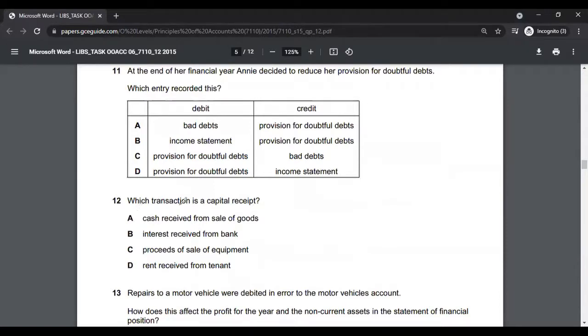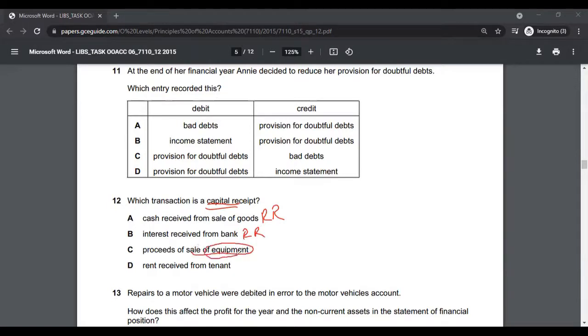Multiple choice 12. Which transaction is a capital receipt? Cash receipt from the sale of goods is revenue received. Interest received from the bank is revenue received. Proceeds from the sale of equipment. So therefore the answer to multiple choice 12 would be option C. This is a capital receipt.